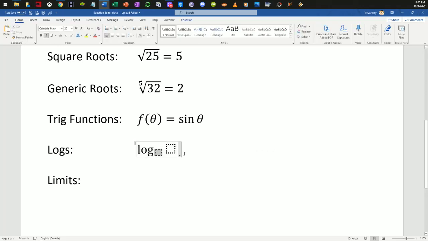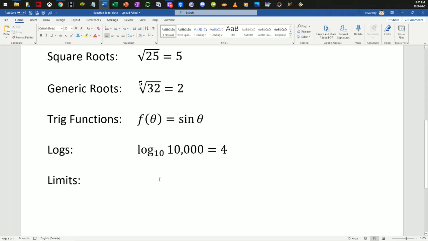But by default, logs are base 10. If I do log base 10 of, say, 10,000, for those of you who don't know what a log is, it basically is a fancy way of saying, what exponent do I put on a 10 to get 10,000? And the answer would be 4. So this is just telling me that 10 to the exponent 4 is 10,000. But that's how to type in a log.